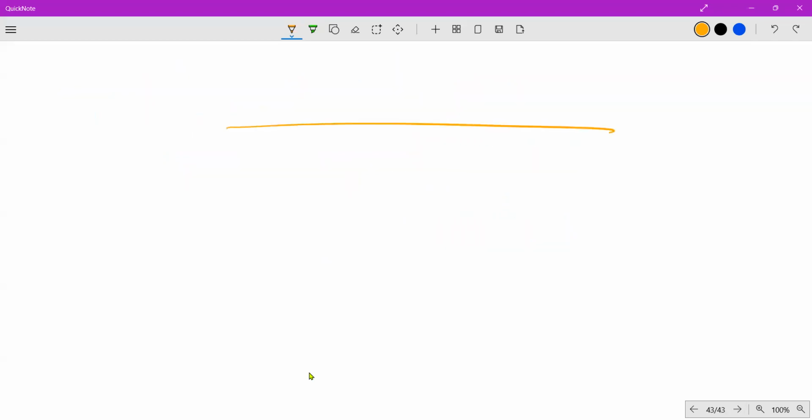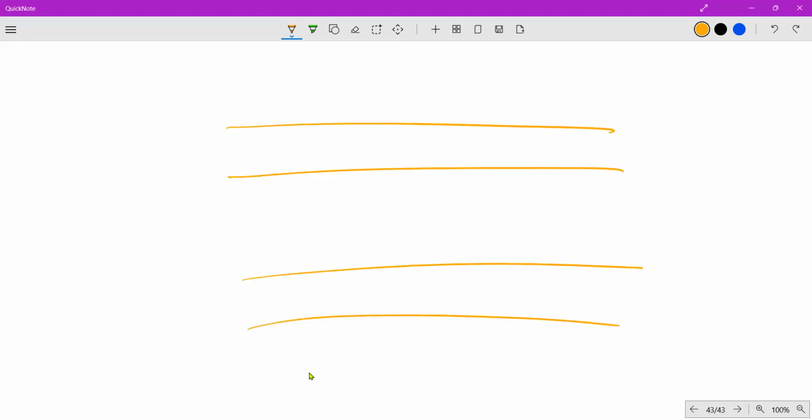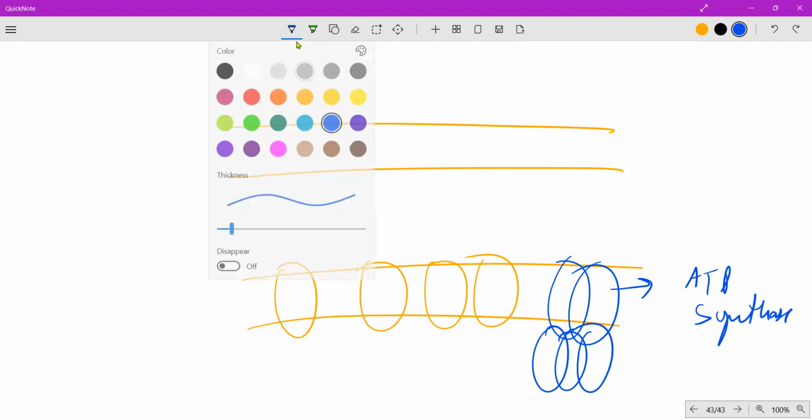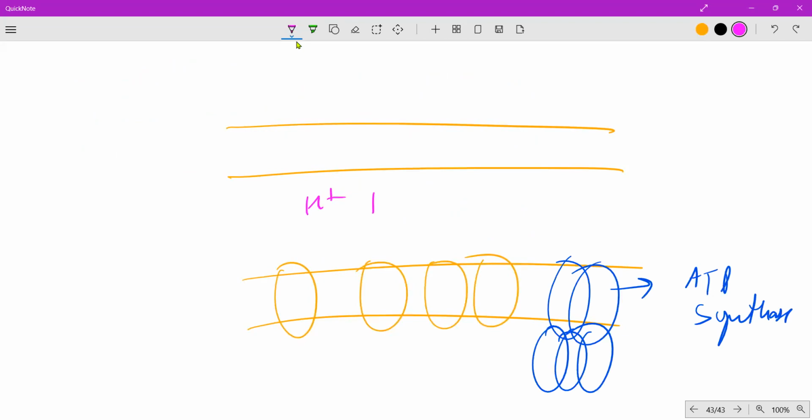Look at this. Outer and inner mitochondrial membrane. This is the electron transport chain that we have. And finally, we have the F0F1 particle. This is the ATP synthase. And we have a lot of proton gradient. There are a lot of protons present here. There's a proton motive force.